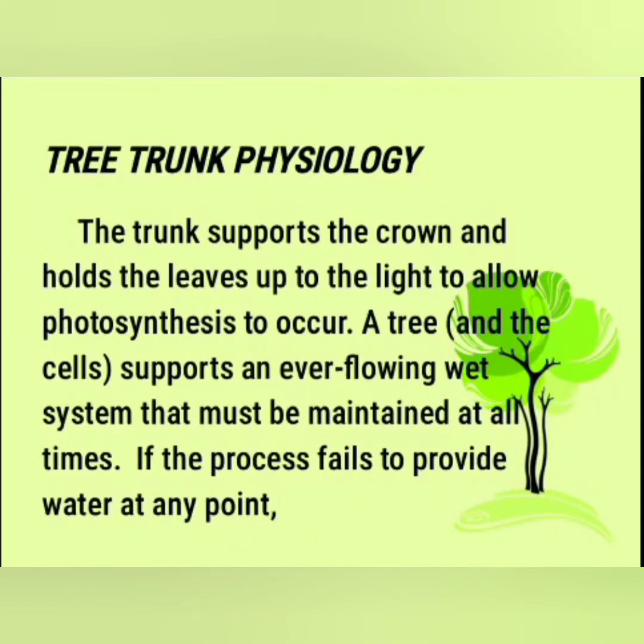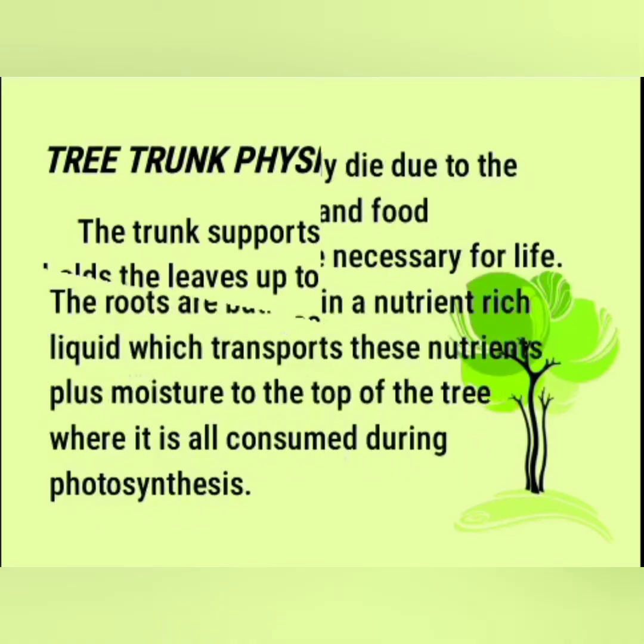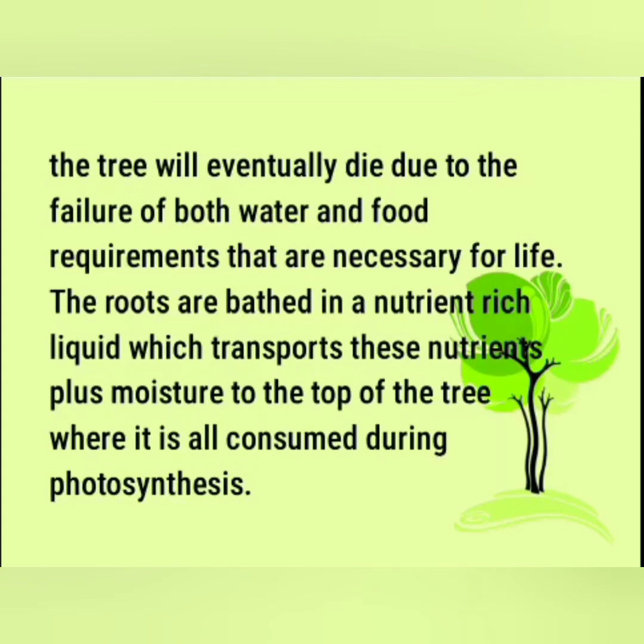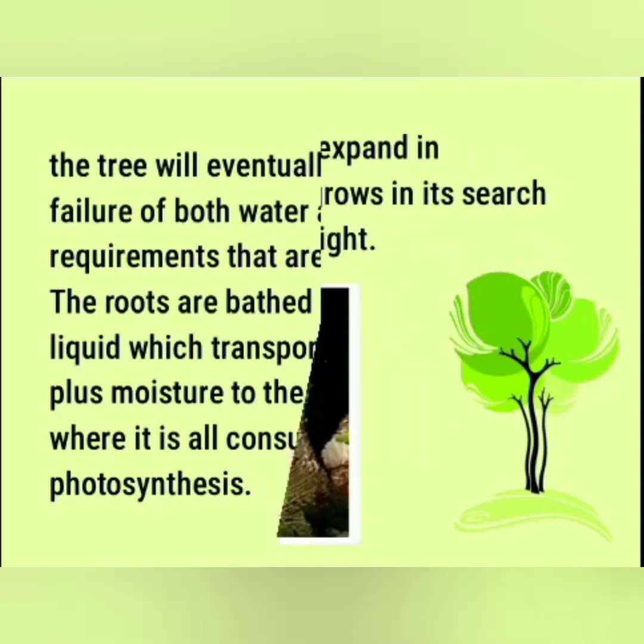The trunk supports the crown and holds the leaves up to the light to allow photosynthesis to occur. A tree and its cells support an ever-flowing wet system that must be maintained at all times. If the process fails to provide water at any point, the tree will eventually die due to the failure of both water and food requirements that are necessary for life. The roots are bathed in a nutrient-rich liquid which transports these nutrients plus moisture to the top of the tree, where it is all consumed during photosynthesis.